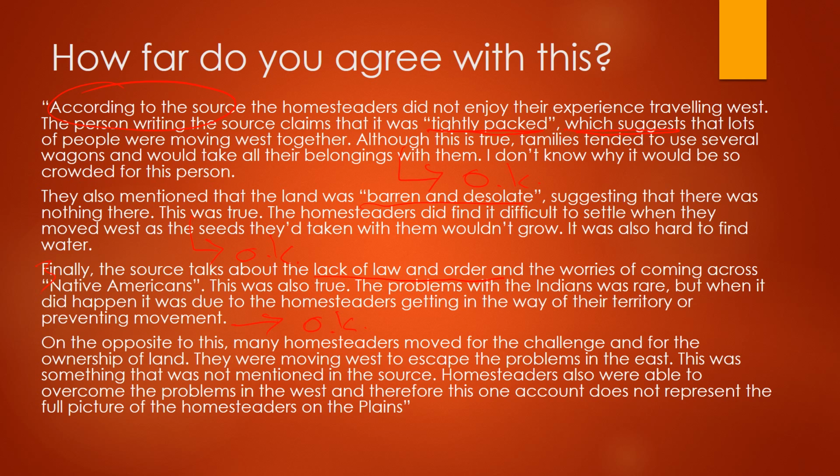On the opposite side to this, so we've countered it, we're saying that many homesteaders moved for the challenge and for the ownership of land. They were moving west to escape the problems in the east. You could talk potentially there about what problems. It could be the economy or whatever. We also know, specifically from the source, that these were a foreign group who were escaping from Sweden. So we could link that to purchasing land. This was something that was not mentioned in the source.